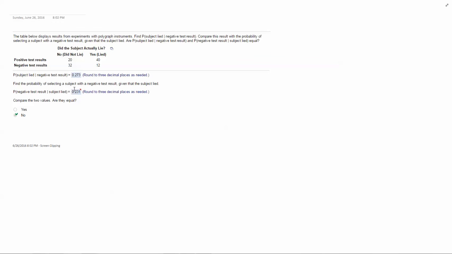So the first probability that we want to find is the probability that a subject lied given that the test result was negative. When you simplify probabilities where you have this line here, meaning given that, you need to restrict your sample space in the table to only that row or column that pertains to that value. So here we want to restrict our sample space to negative test results, and negative test results are this second row. So I'm not allowed to even look at the values in the positive test results row at all.